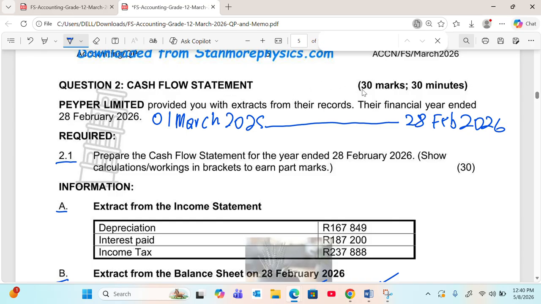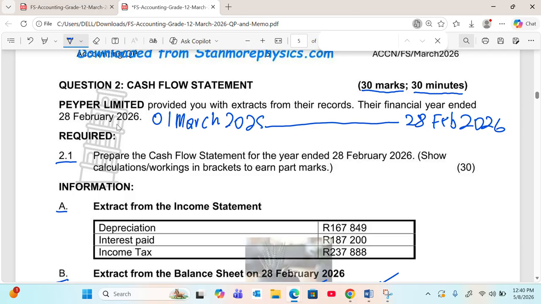As you can see, the mark allocation for that question is 30 marks and learners were given 30 minutes to complete the question. So what we have is Piper Limited, the name of the entity. So we're provided with extract from their records. Their financial year ended 28 February 2026.